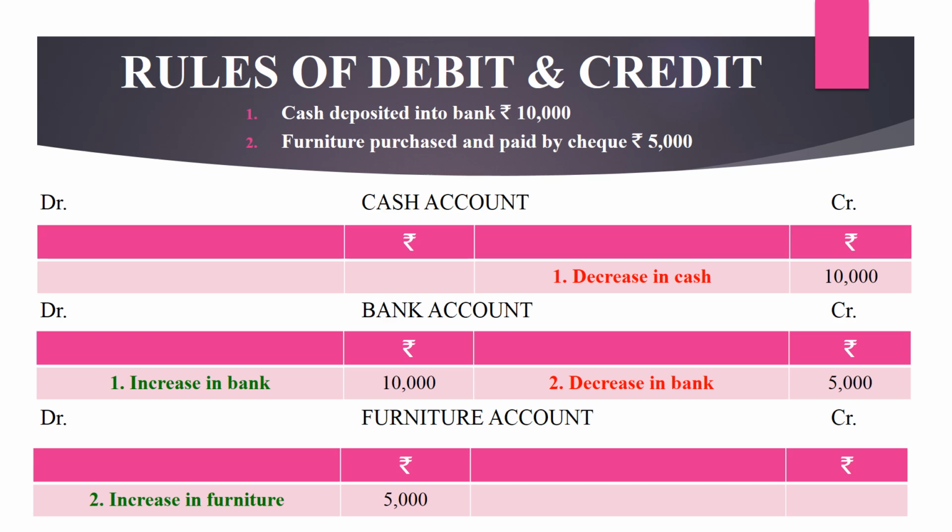Next is furniture purchase and paid by cheque. Okay, now furniture purchase किया 5,000 का. So in this particular transaction, your furniture is also increasing and your bank is decreasing. So furniture increased by 5,000, so on the debit side we will record, and your bank will decrease by 5,000, so we will record it on the credit side of the bank account.